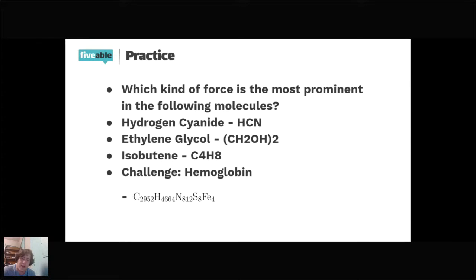The challenge I have for you guys is hemoglobin. You should be able to throw a logical guess out there, but no, there's no way you'll be able to draw that structure. But what do you guys think the strongest force in hemoglobin is? Yeah, it's hydrogen bonds. You can't really definitively say that there is a hydrogen bonded to a nitrogen in that molecule, but you can definitely guess by the sheer quantity of them, because that's a lot of hydrogen and that's a lot of nitrogen. So to the drawing board.